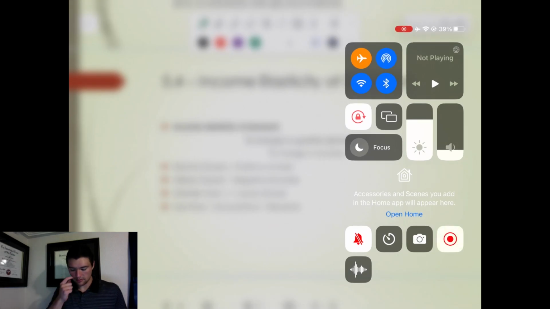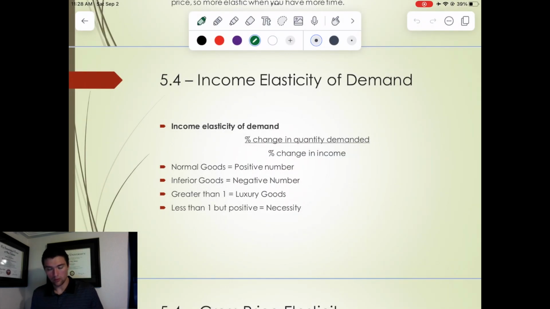So now let's talk about section 5.4, where we are going to be taking the same idea with elasticity. How does it change with quantity, and how does it change with quantity because of a change in price or a change in another variable? We're going to be applying that to different areas here. The first one being income.